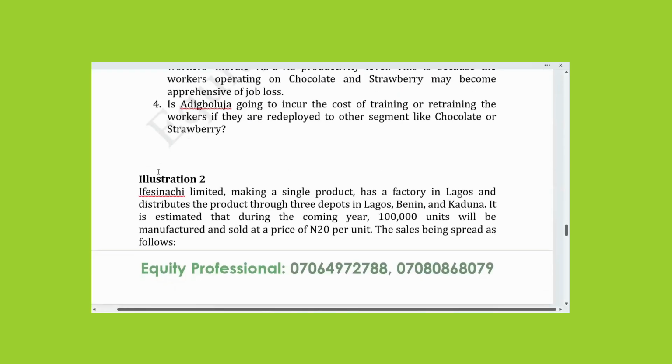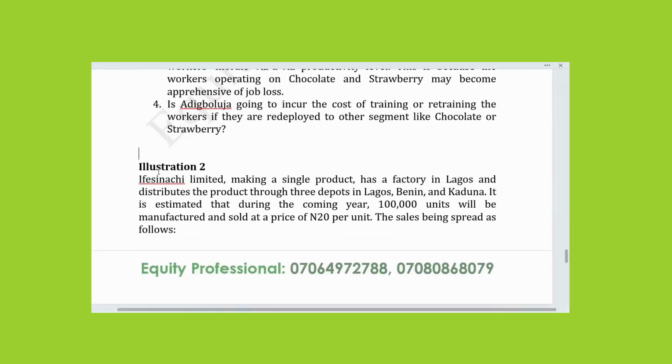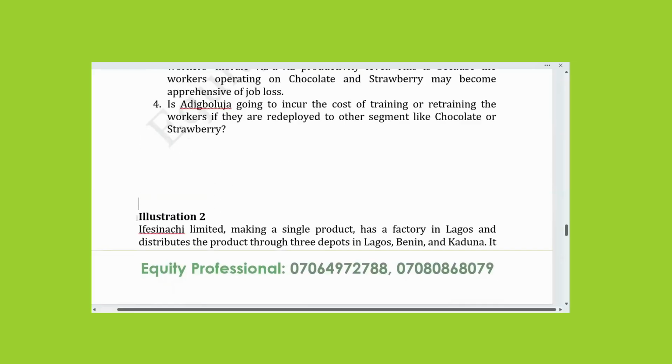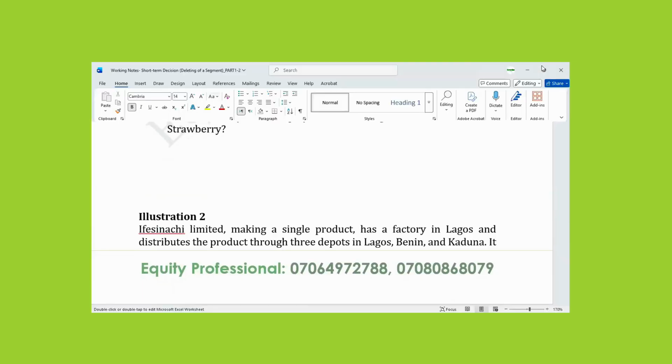Then let's have another illustration on this. Okay. Let's have another illustration. Illustration number 2 from your learning material.